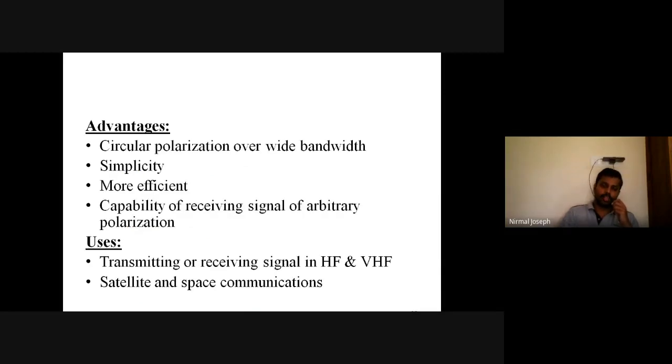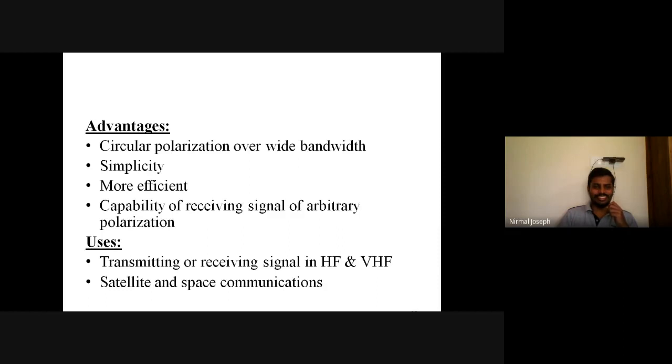So now you move on to the advantages. Circular polarization and wide bandwidth, that is a major advantage of this. And circular polarization, we can have over a wide bandwidth, as we just told how the bandwidth can be used for a large range. Since it is just saying that S and D should be in the order of one wavelength, that is the only condition, it is possible to use it for a wide range of frequencies, hence bandwidth will be more. So we can achieve circular polarization over a wide bandwidth, simplicity, more efficient.